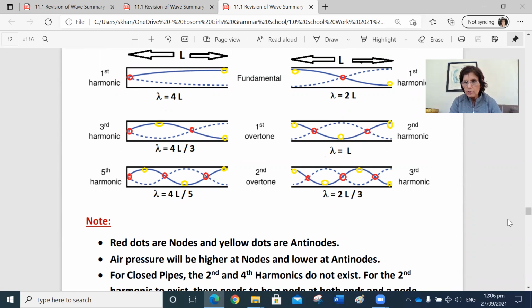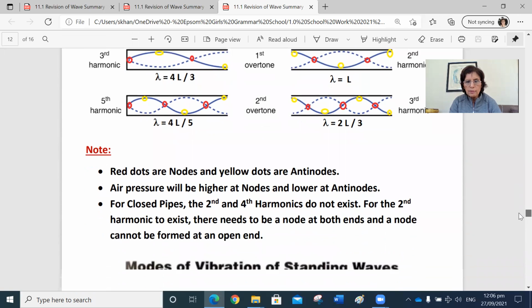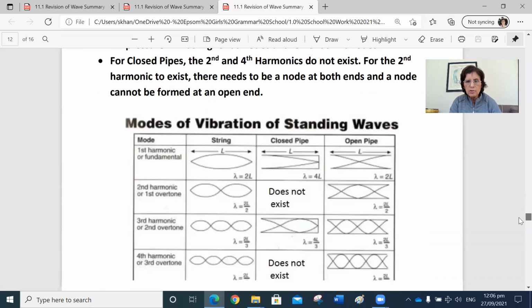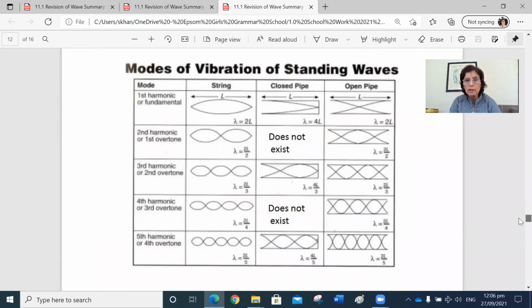an antinode at each end. This is just a summary of all the same patterns again. In these questions, you may be asked to draw the patterns, calculate the wavelength in terms of the length, either for a closed pipe, open pipe, or a string, and then calculate the frequency. So that's all for this video. Thanks for watching it.